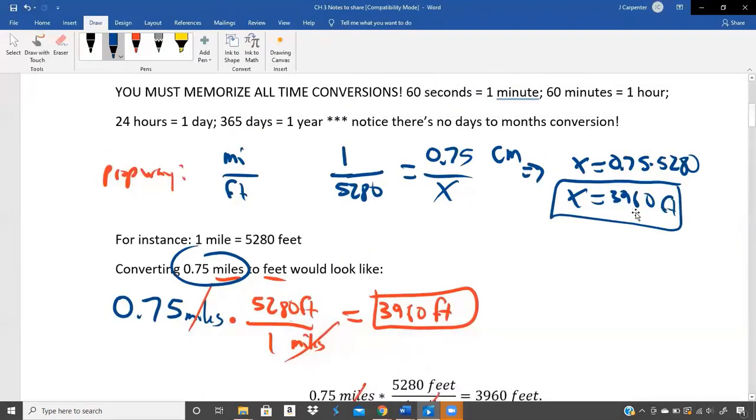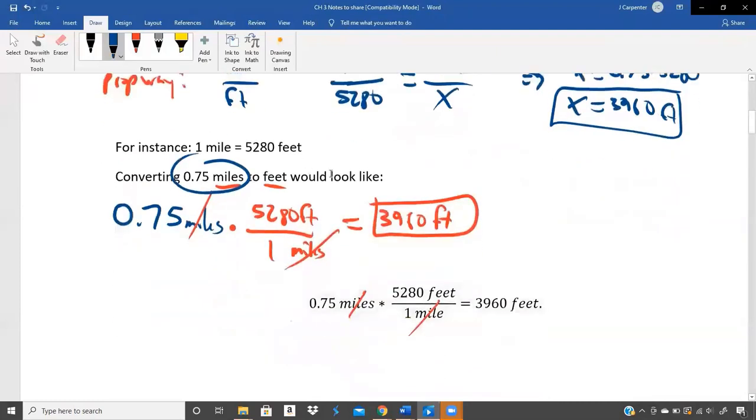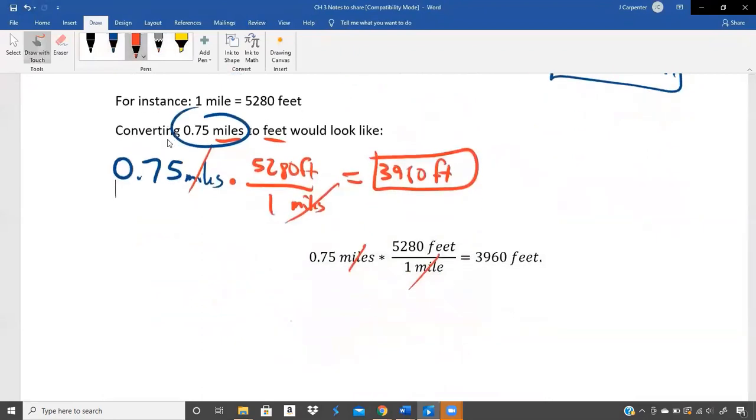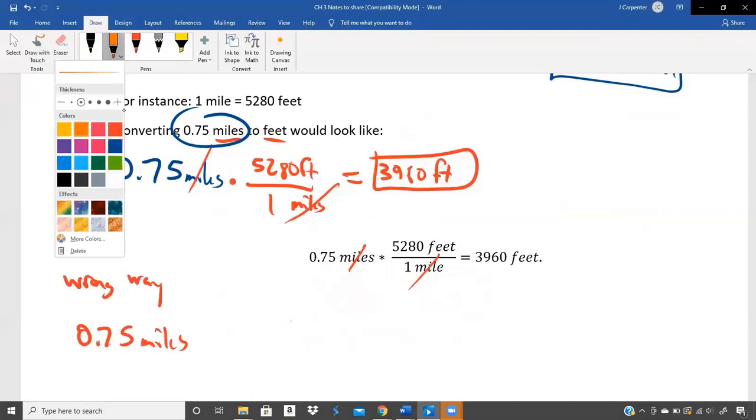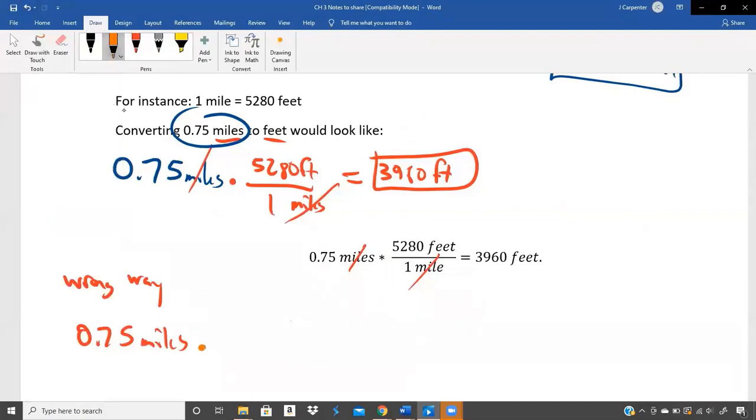Okay, so that was the way to do it as a proportion, still the right answer. How can we tell that it's wrong? So let's say we did the dimensional analysis, and I'm going to keep this in red for the entirety. We have our 0.75 miles. I'll use orange, actually, for the multiplier. Orange is close to red. So everything I'm writing is wrong from here on out.